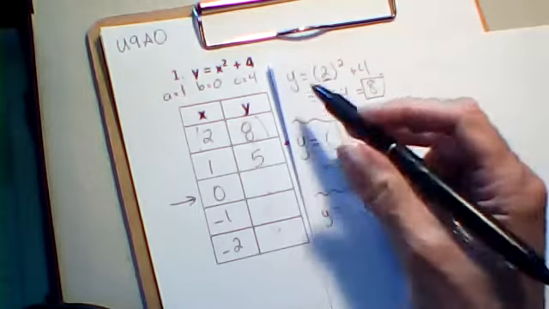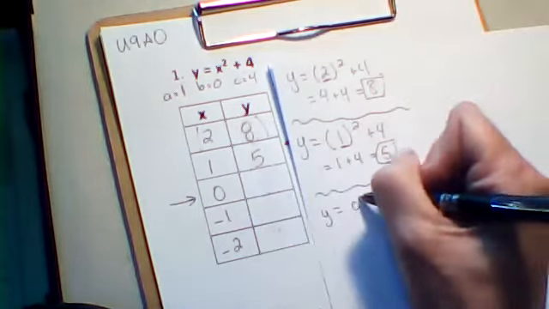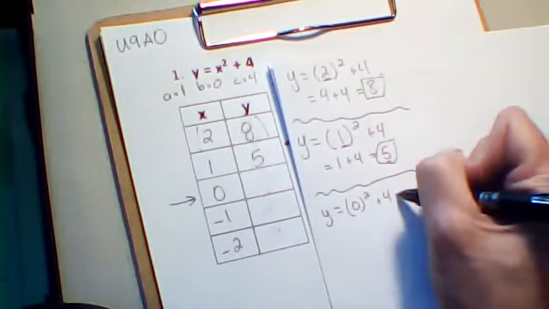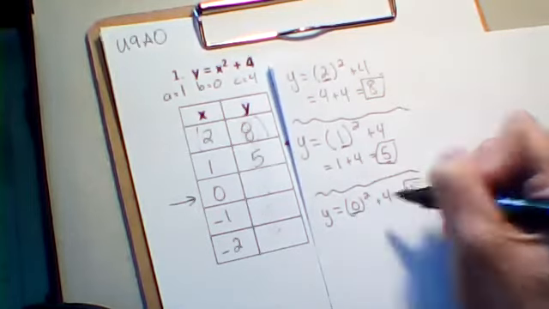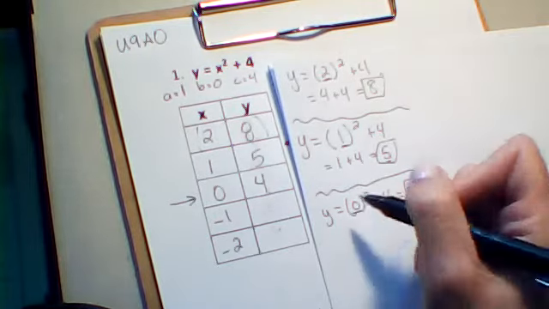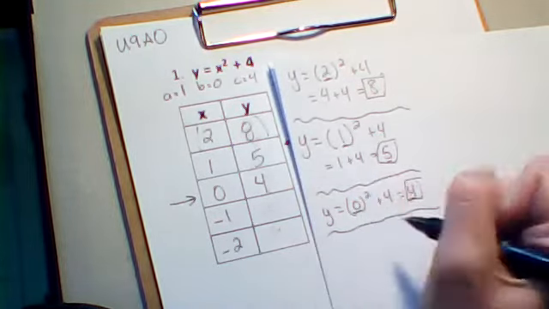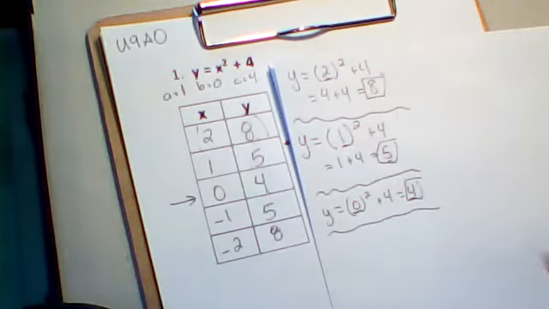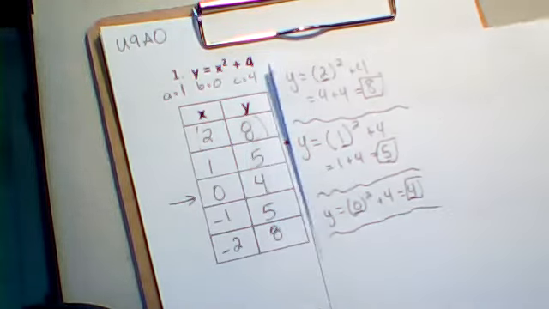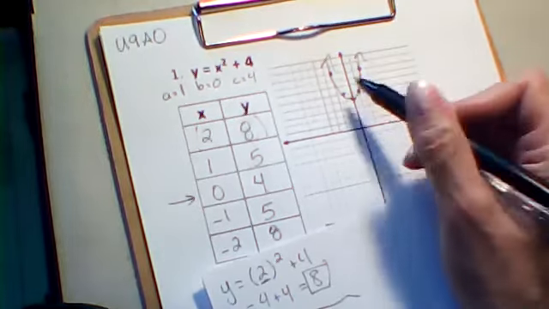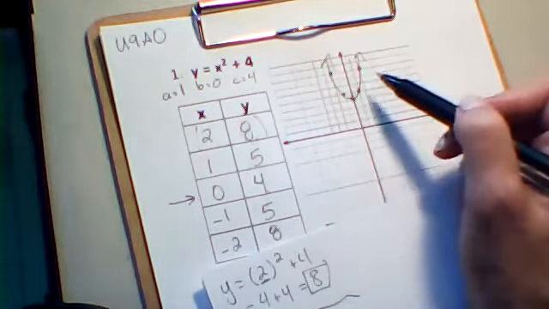Now instead of x, I'm going to put a 0 there. So I've got 0 squared plus 4. Well, 0 squared is 0, plus 4. So when x is 0, I'm getting a 4 for y. Let's keep going, and that's going to give us another 5, and another 8. Then I graph these points. (2, 8) means I go over 2 and up 8 on the graph. Since this is not the first time I've done this, I've already got those filled out. So I graphed all these points, and I can see my parabola.